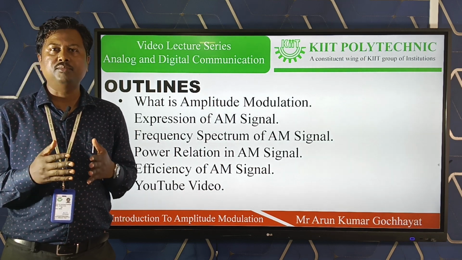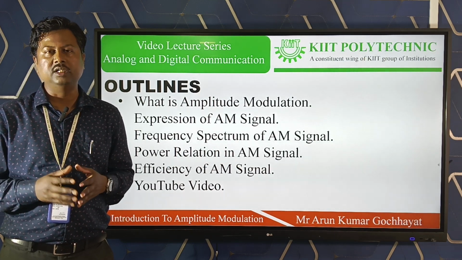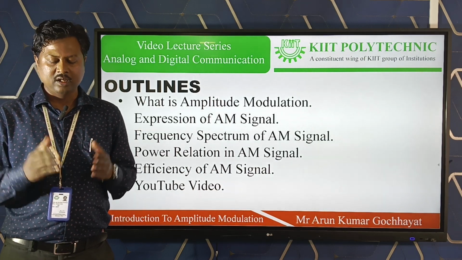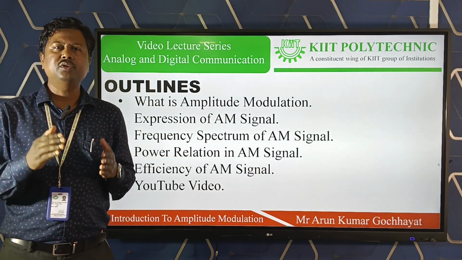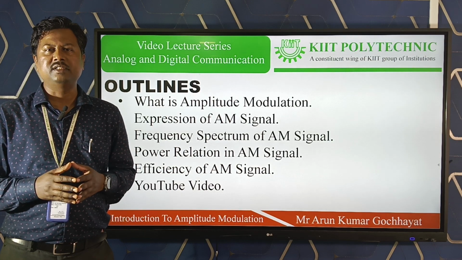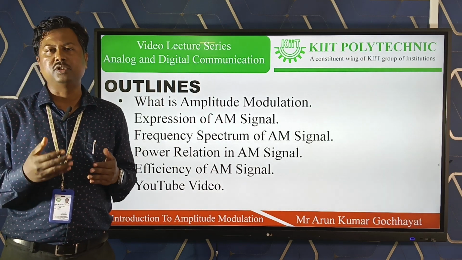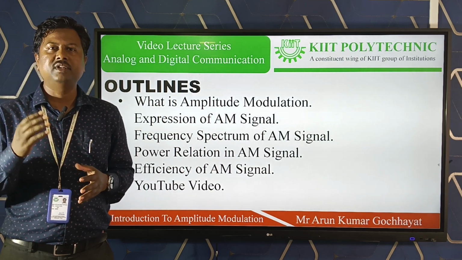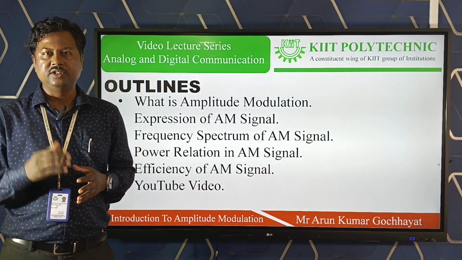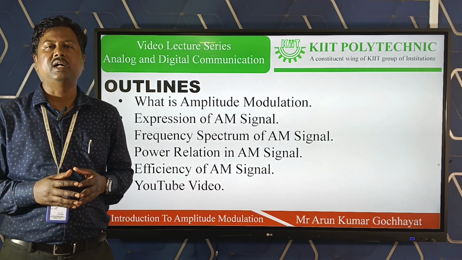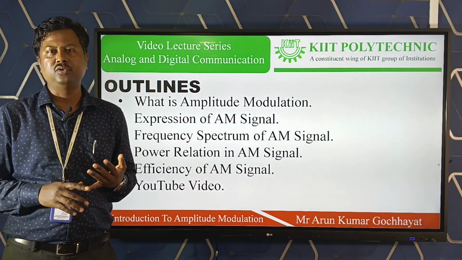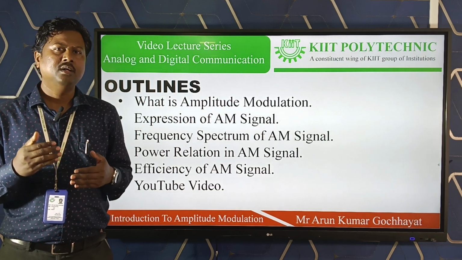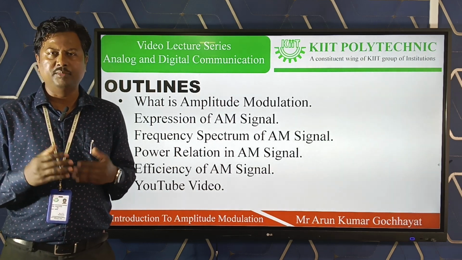So in the process of modulation, what we exactly do is superimpose the message signal over the carrier signal. When we do this, that means when we adopt the process of modulation, some characteristics of the carrier signal change. These characteristics may be amplitude, phase, or frequency. That is in the case of analog modulation or analog communication.